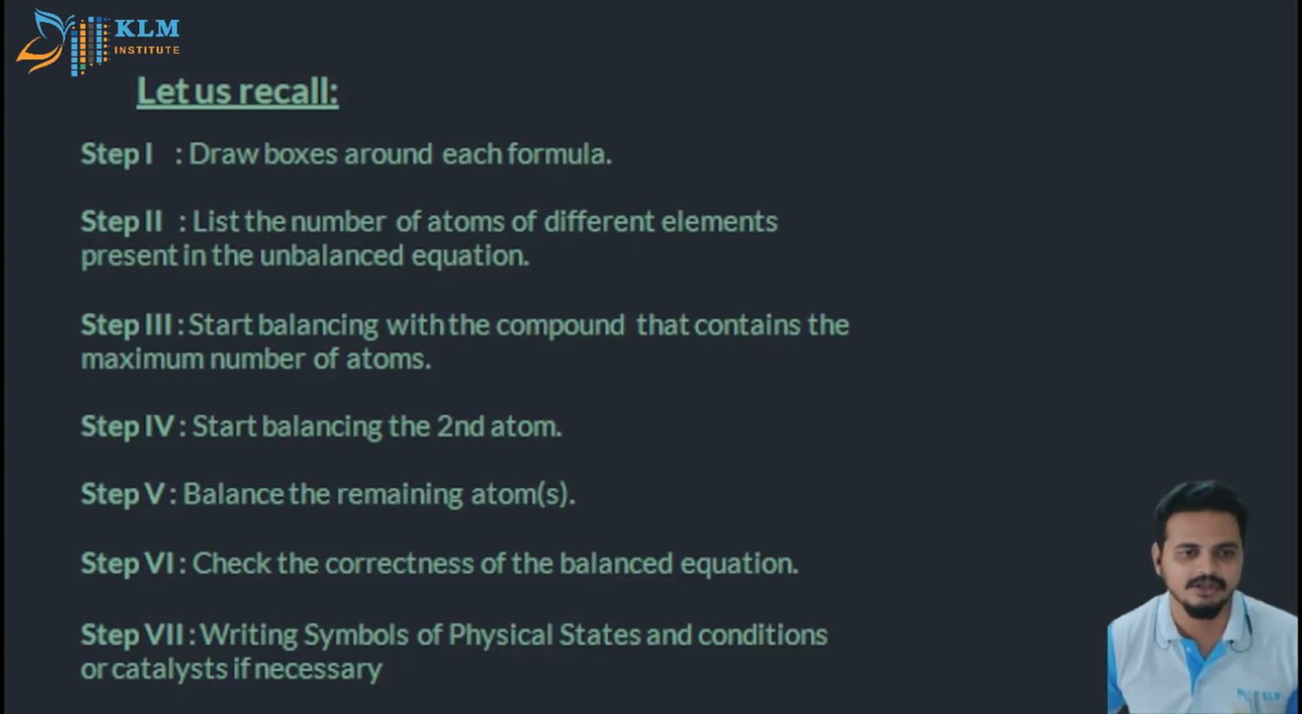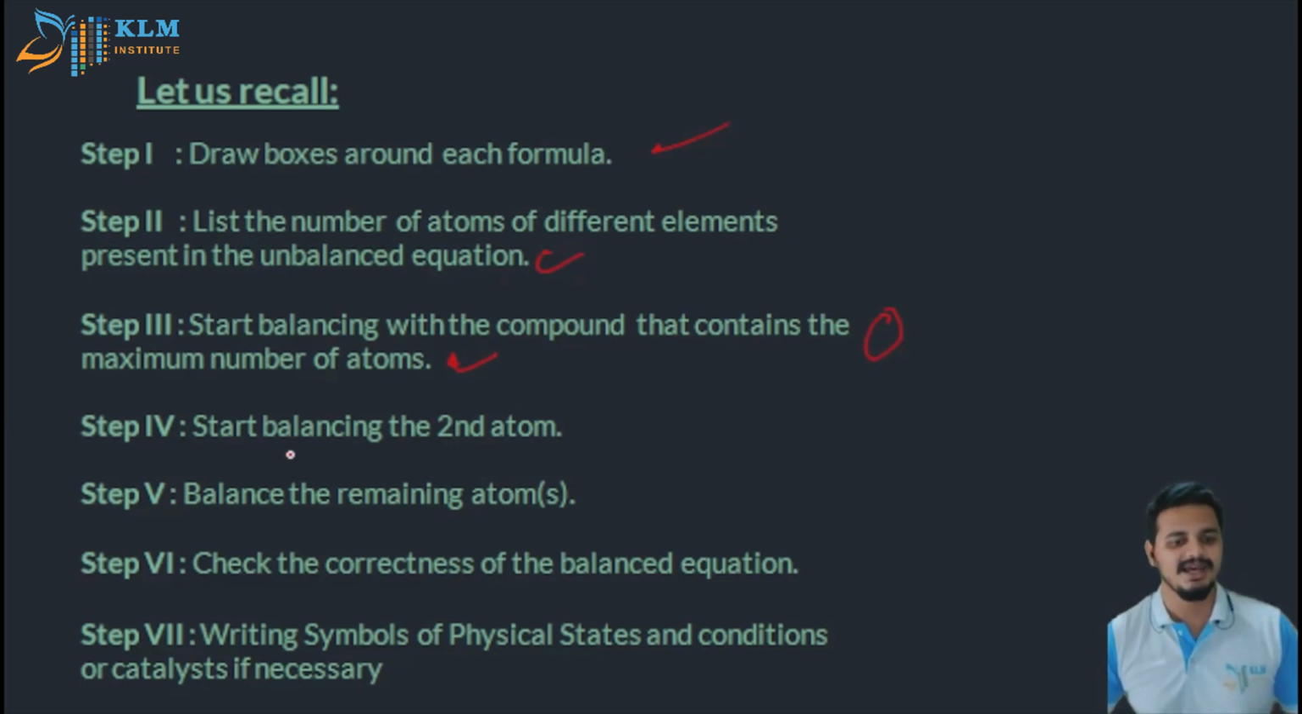So just recall: draw boxes around each formula, then list the number of atoms of different elements present in the unbalanced equation. Start balancing the equation with the compound that contains the maximum number of atoms. We used which atom? Yes, oxygen. Then balance the second atom. We used hydrogen. We did the third atom, the last atom, that is Fe. Then check the correctness of the balanced equation and write the symbols of physical states or conditions or catalysts if necessary. This is only done if it is necessary. When it is normal temperature, normal pressure, and there is no catalyst involved, this step can be skipped.